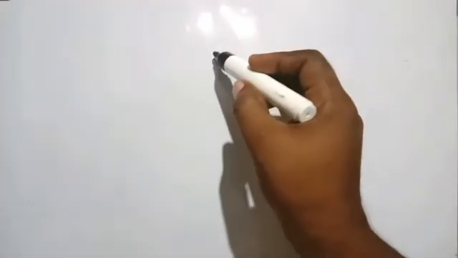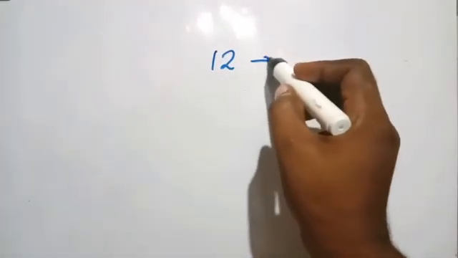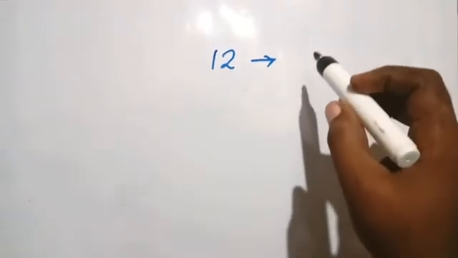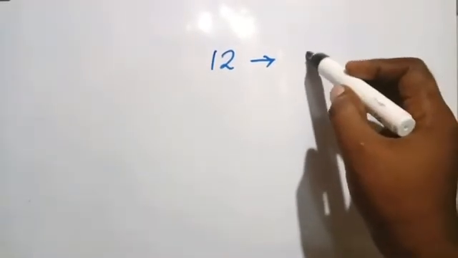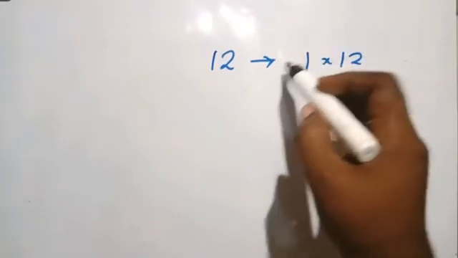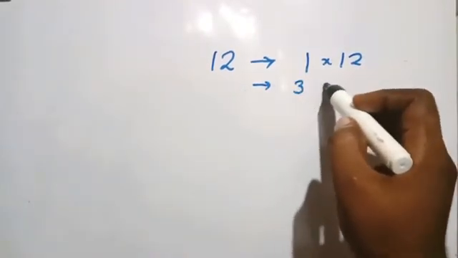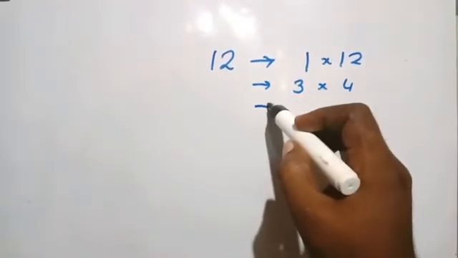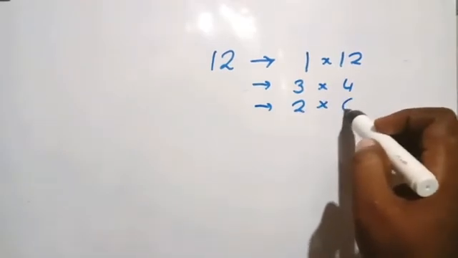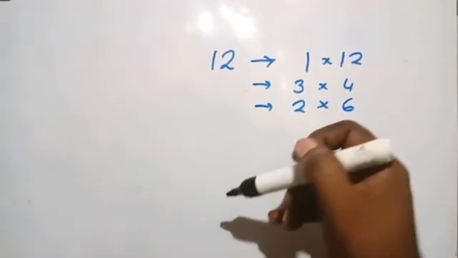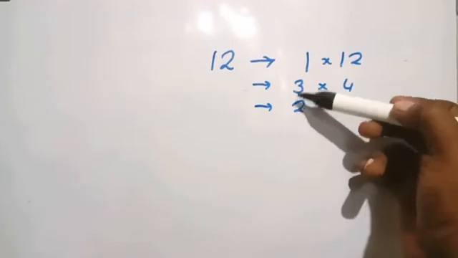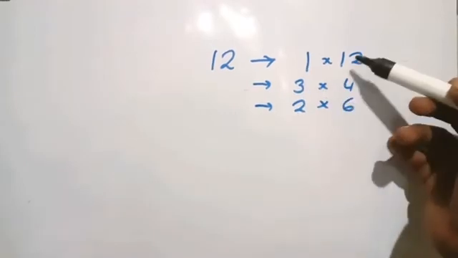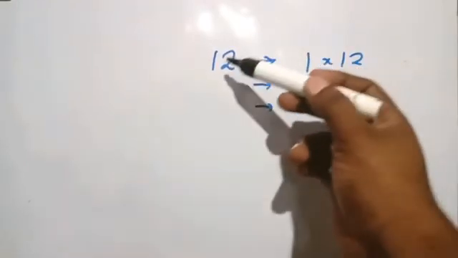We have learned already how to find the factors of numerals. Like suppose we have 12 as a number. We know how to find the factors of 12 as 1 into 12, 3 into 4, of course 2 into 6, isn't it? So here 1, 2, 3, 4, 6 and 12 are the factors of 12.